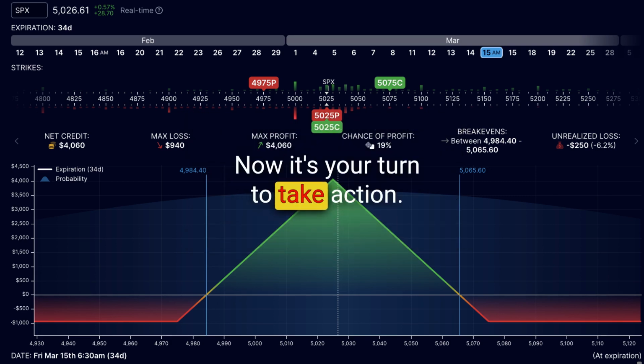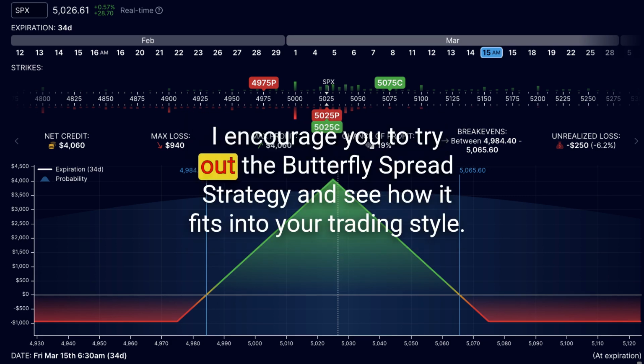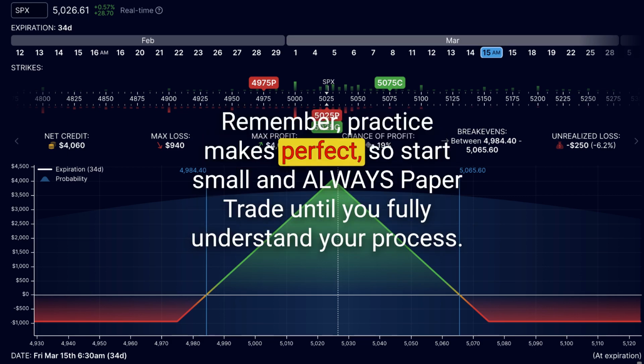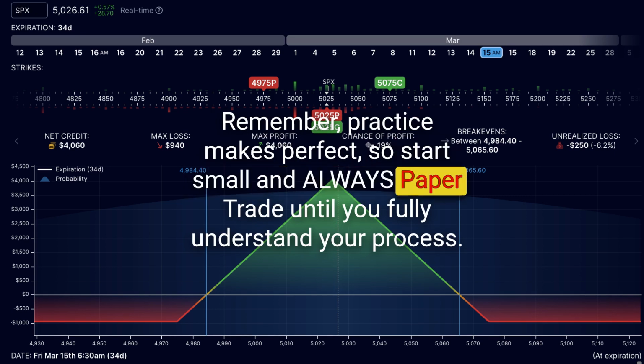Now it's your turn to take action. I encourage you to try out the butterfly spread strategy and see how it fits into your trading style. Remember, practice makes perfect, so start small and always paper trade until you fully understand your process.